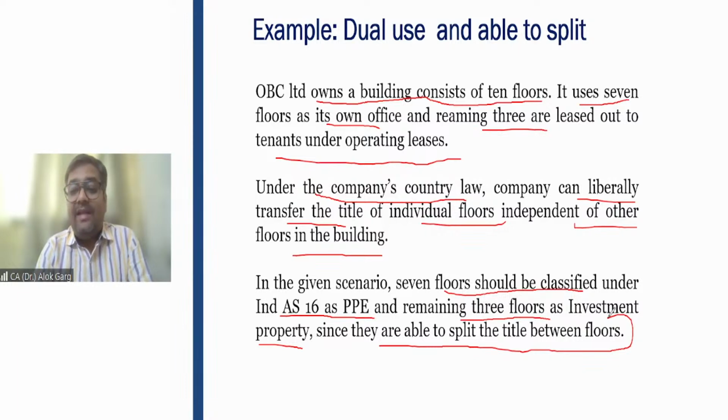So out of 10 floors, 7 floors are being used for business, which means 70% is getting used as a business. And if the company is using it in the business significantly, there are fewer chances that the company will sell this building, right? And hence this entire building will be classified as property, plant and equipment. So you'll go by the significant portion.